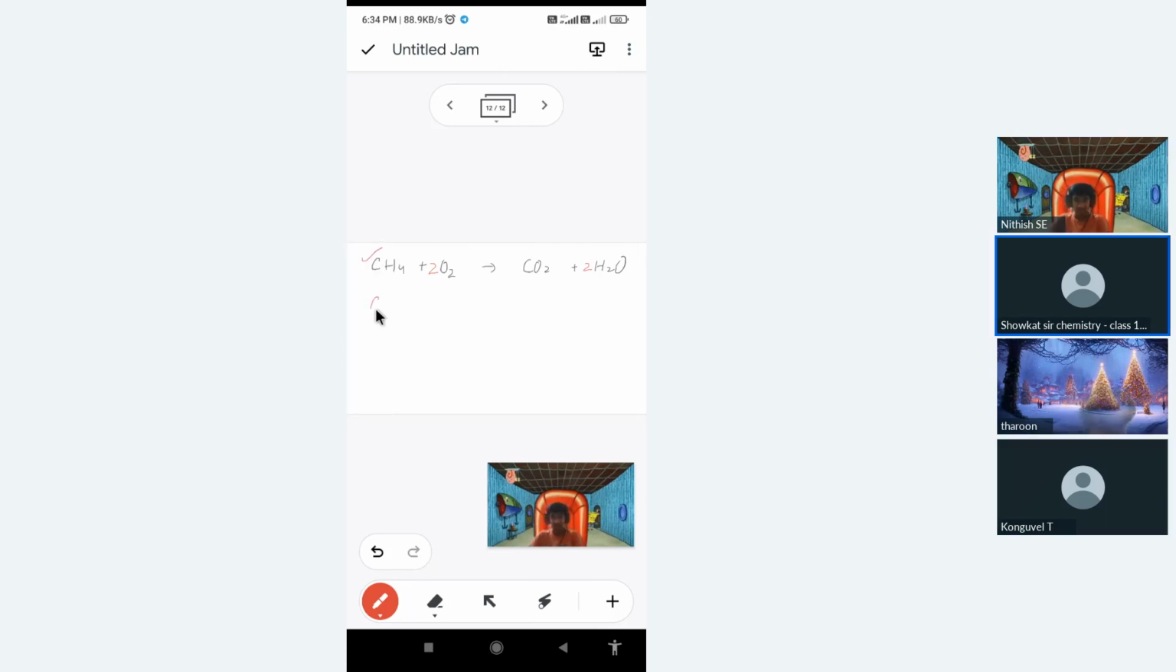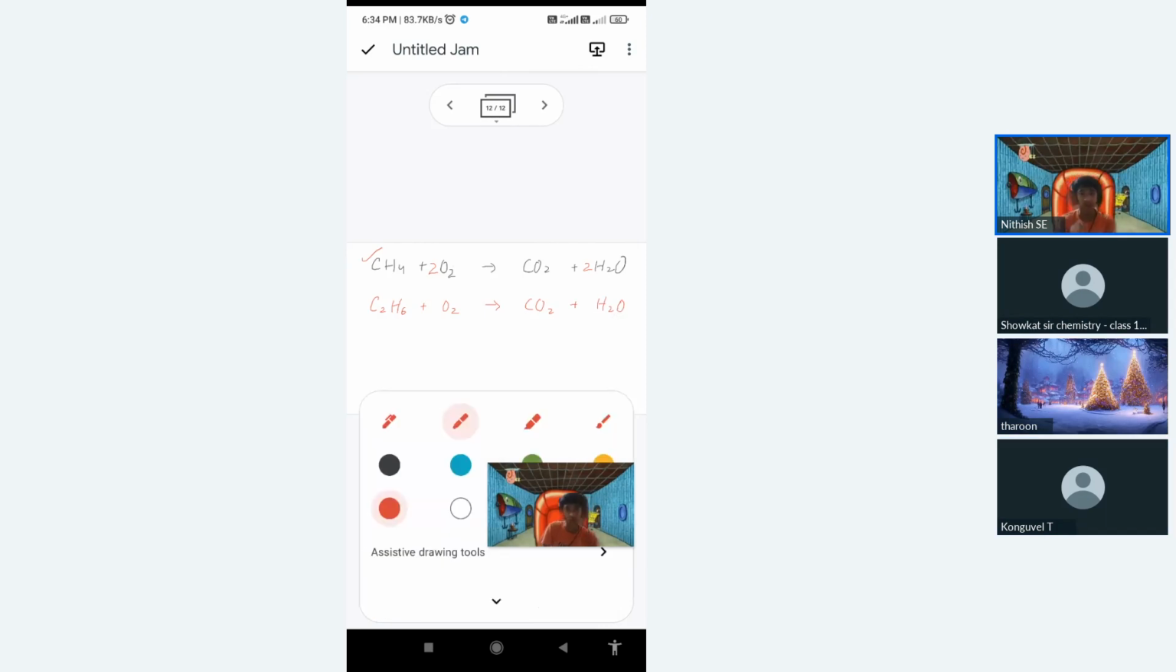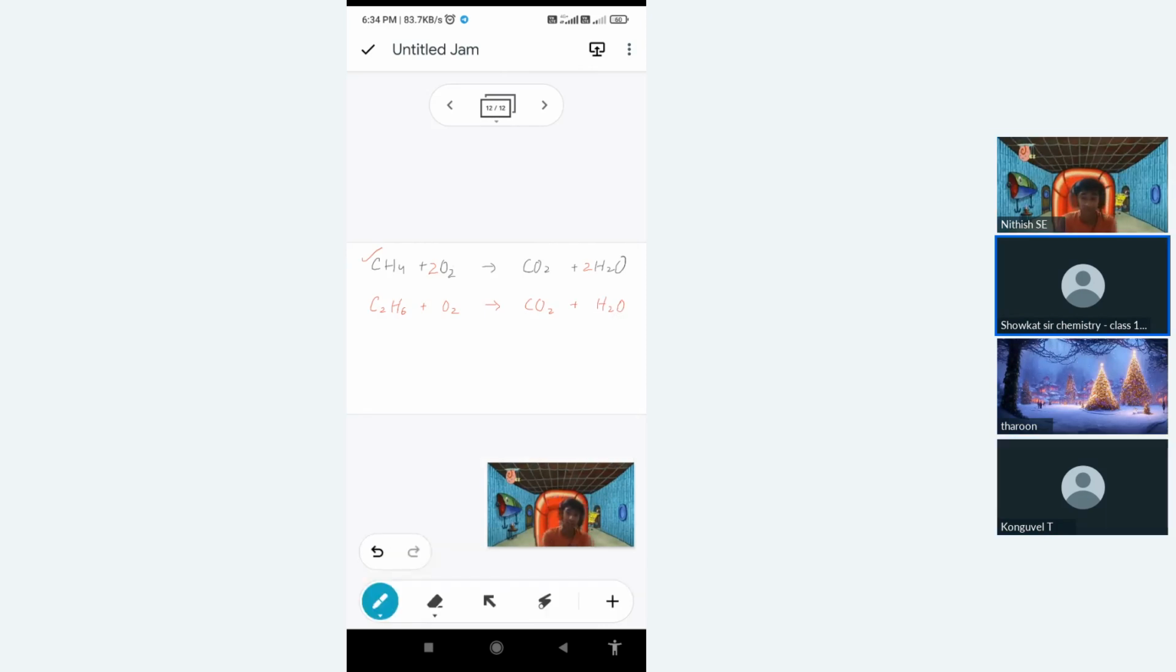Okay. Now if I write C2H6 plus O2, this is ethane. So can you balance this one? Why would it always give carbon dioxide and water? Because it's a combustion reaction. On combustion, you always get carbon dioxide and water.